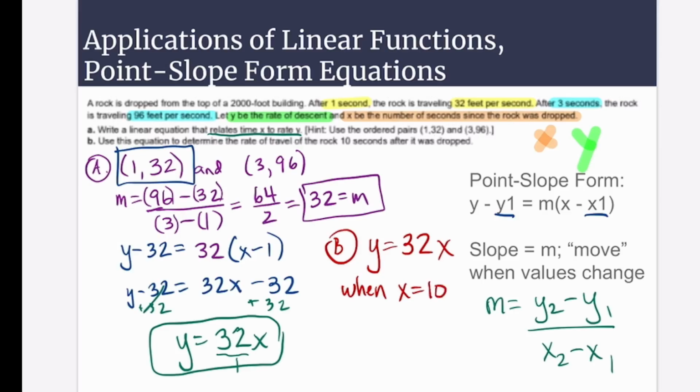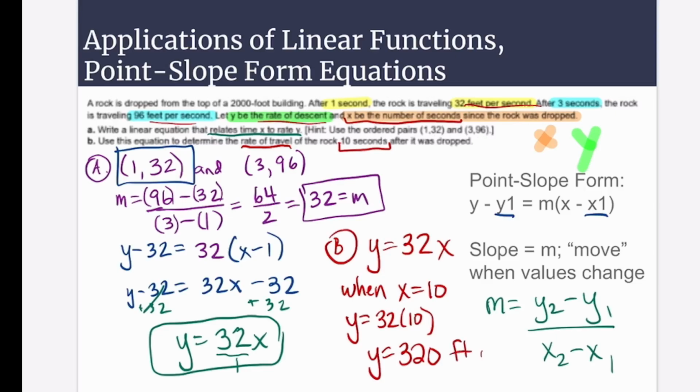So they're saying if it's 10 seconds and x is the number of seconds, they're saying what is the answer when x is 10. So all you have to do is plug it in. 32 times 10, so you get 320. And that's the rate of travel. So look at the units. All these y's are feet per second, feet per second. It's a rate of descent. So this is feet per second. And that would be your answer for part B.